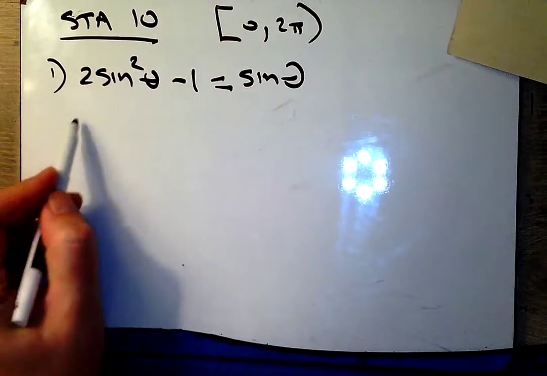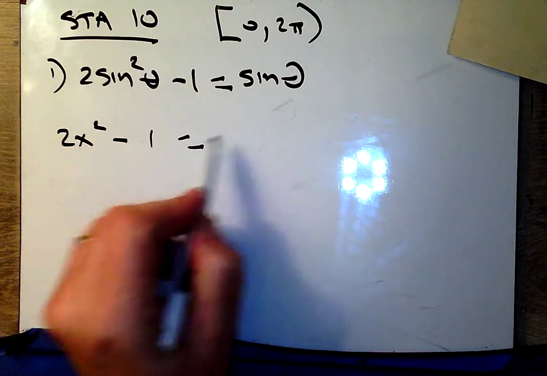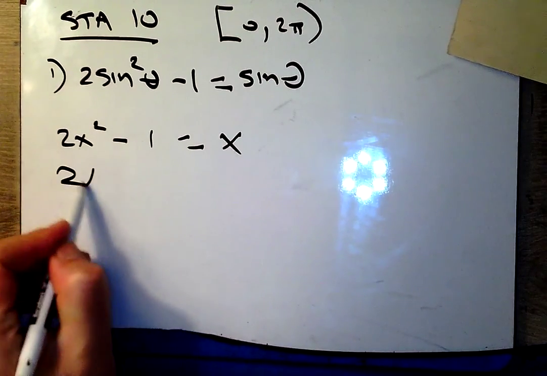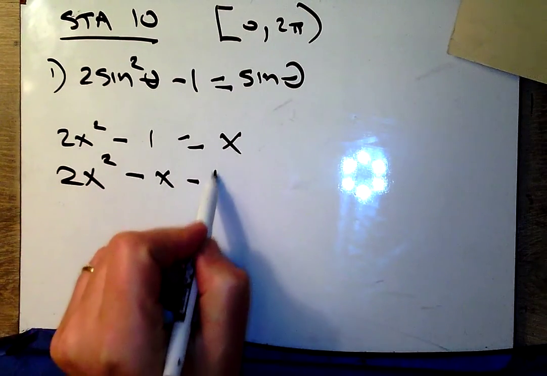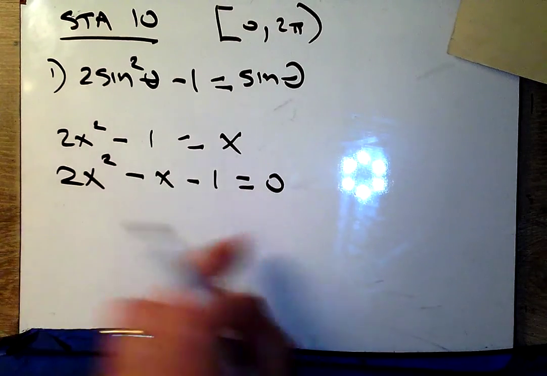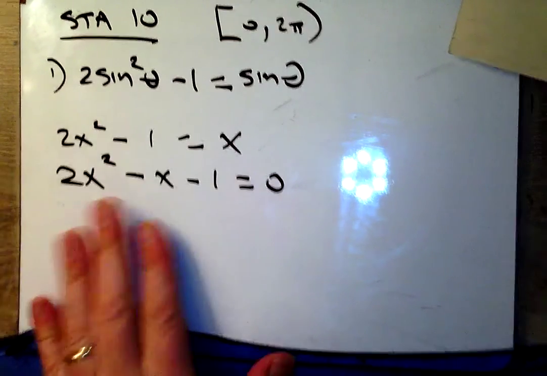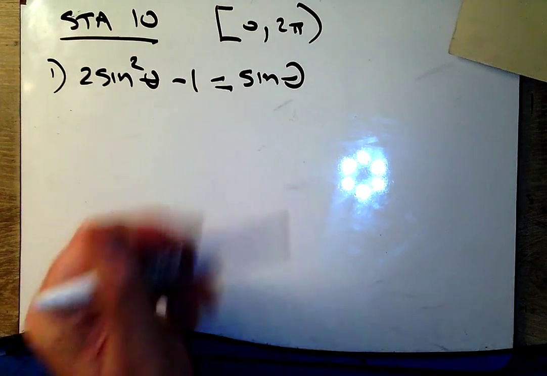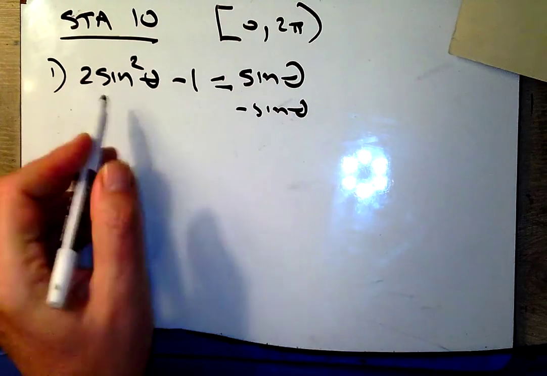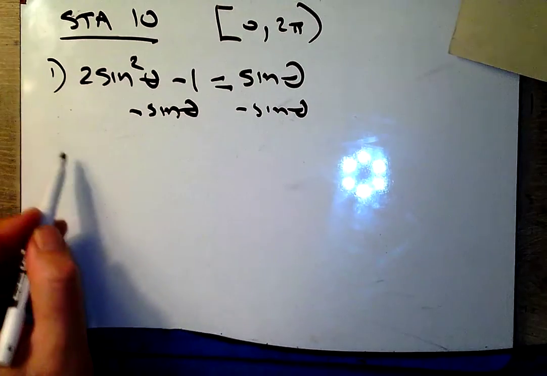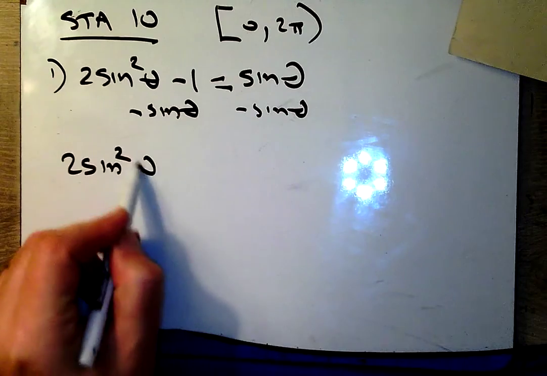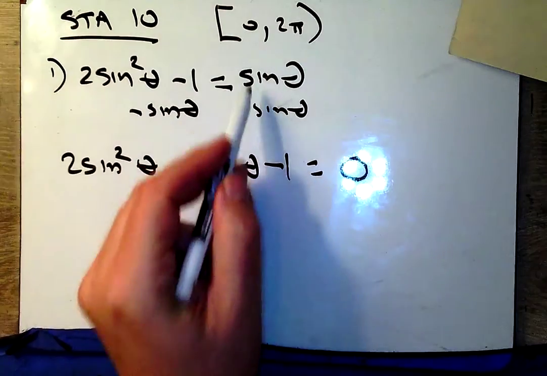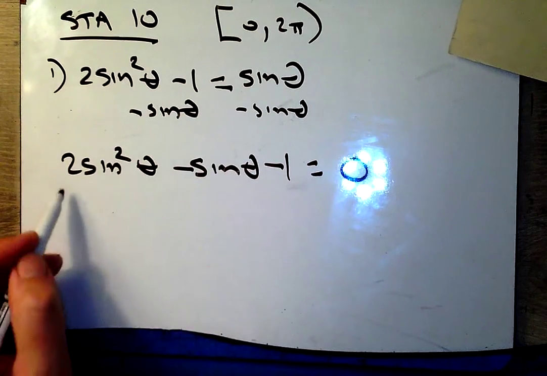And really, I would love it if you saw this as 2x squared minus 1 equals x and said, oh, look, I got to move that x over there so that I'm in a position to factor a trinomial and set those factors equal to 0. That's exactly what I want to do with this tricky thing. I do want to subtract sine from both sides. And so we're going to have 2 sine squared minus sine minus 1. And sine minus sine is 0. This is factorable.